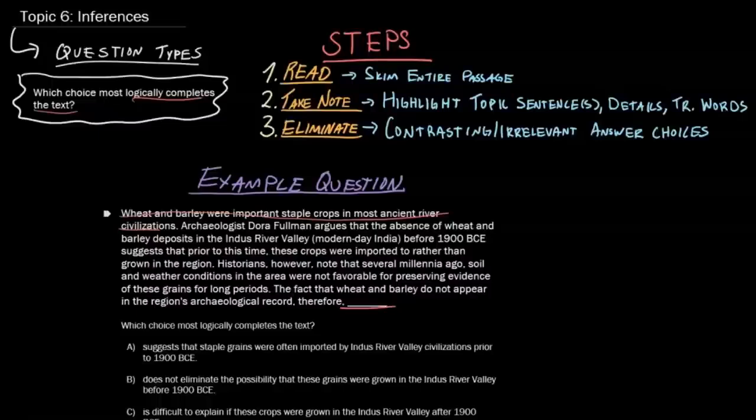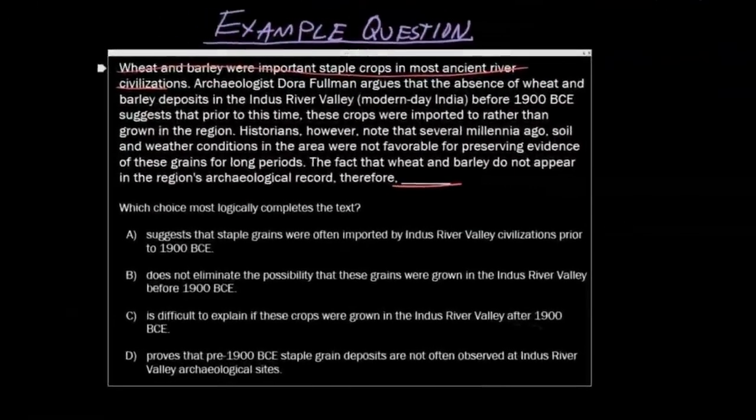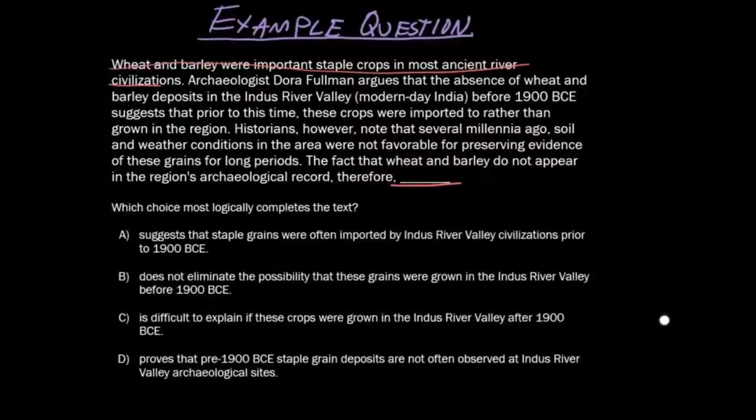On your College Board Blue Book test, you'll be able to use a highlighter, and you'll be able to use multiple colors of that highlighter so you can make sure that your answers are perfectly coordinated. Now we're going to take a look at an example question here. Wheat and barley were important staple crops in most ancient river civilizations. Archaeologist Dora Fullman argues that the absence of wheat and barley deposits in the Indus River Valley, modern-day India, before 1900 BCE suggests that prior to this time, these crops were imported to, rather than grown in, the region.